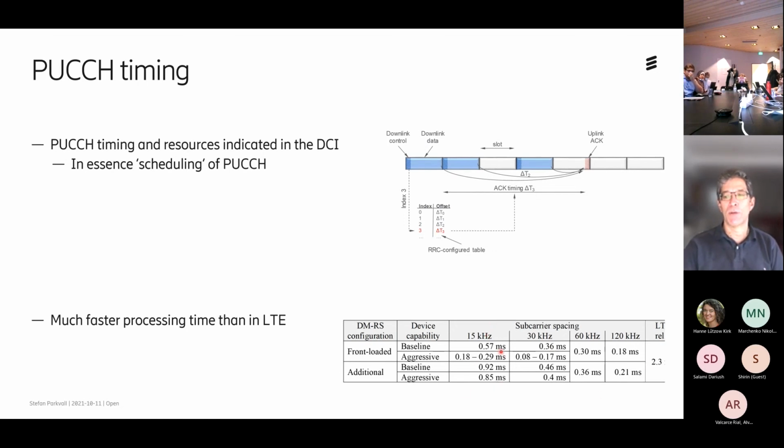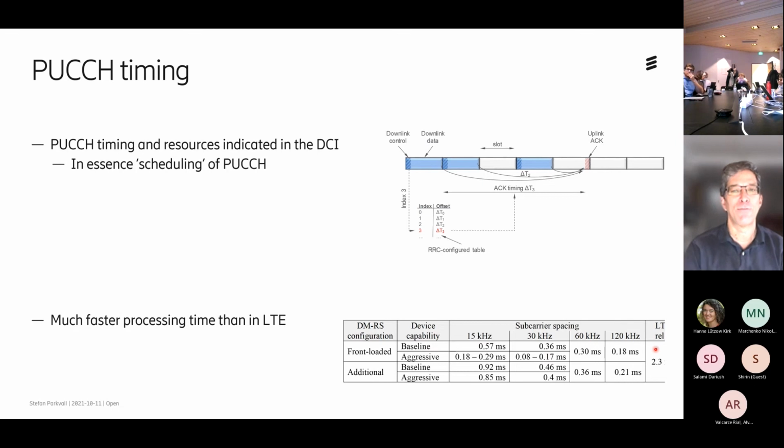If you compare that with what you have in NR, you see it's much shorter in NR. It's fractions of a millisecond. It depends a little bit on how you have configured your demodulation reference signals. If you just have them at the beginning, it is quicker, but if you have spread them out, it takes a little bit more time, because then you want to spend more time on channel estimation. And the UE can be of 2 categories, either a baseline UE or a more aggressive UE with lower latency. So you see, sometimes it can be very, very quick: 80 microseconds instead of 2.3 milliseconds.